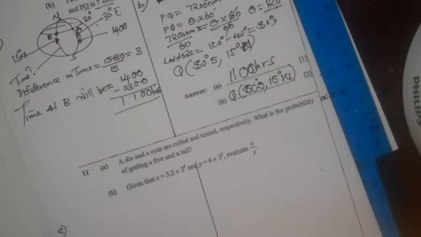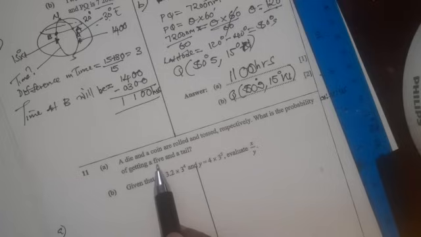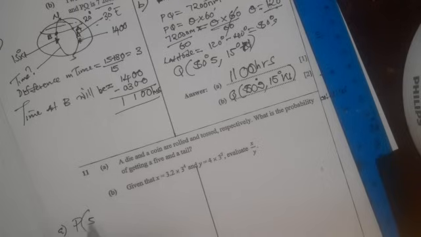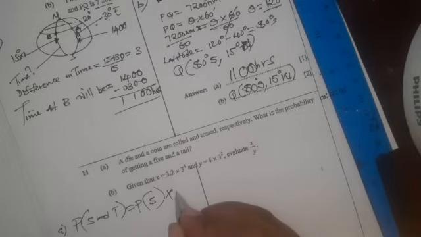A die and a coin are rolled and tossed respectively. What is the probability of getting a 5 and a tail? So, the probability of a 5 and a tail is the probability of a 5, and here entails that we get the product, and these are independent events. So, we are going to say probability of a what? A tail.